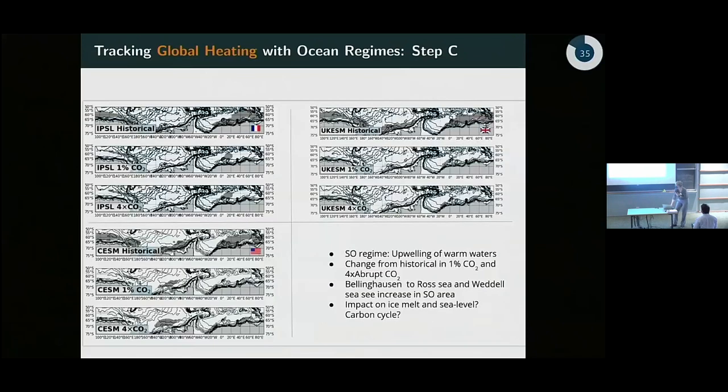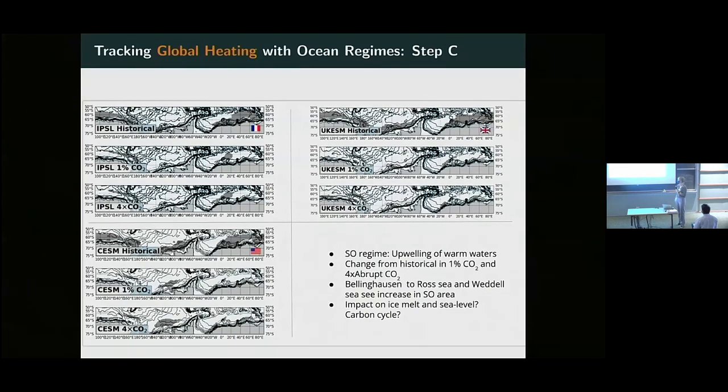And looking at this in different models now, we can see that for the CSM model, for example, you have a significant change right in this region, which of course, if you're interested in how the ice melts, is something to note. So in that sense, I'll just go ahead and summarize.